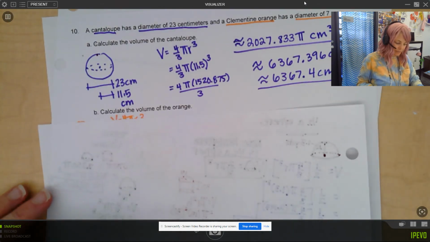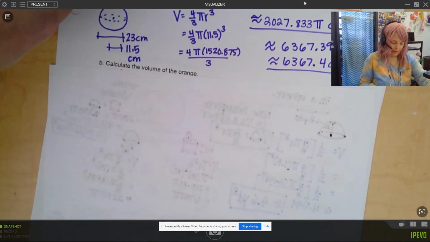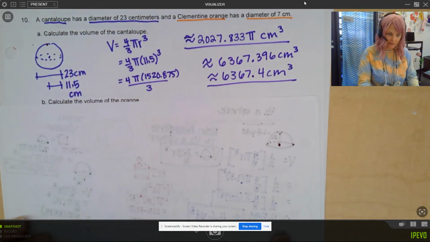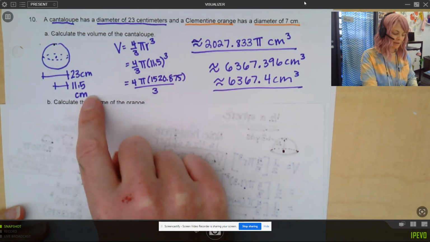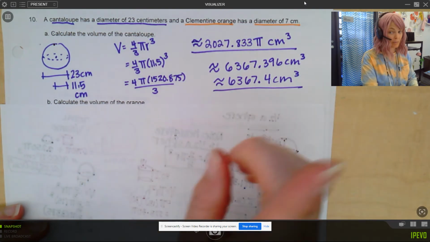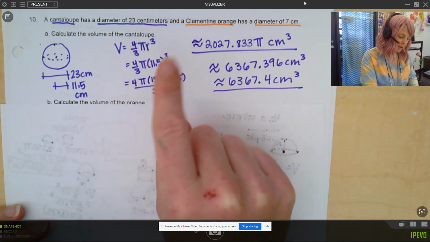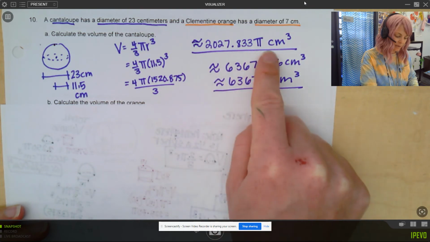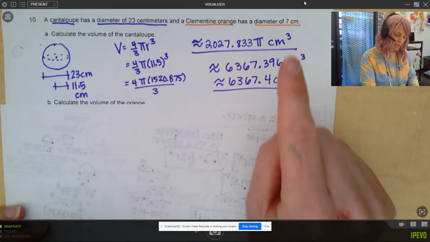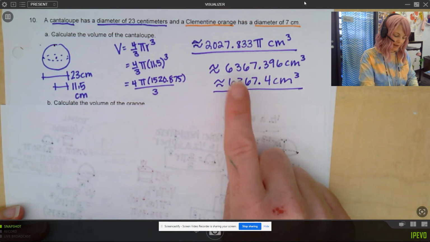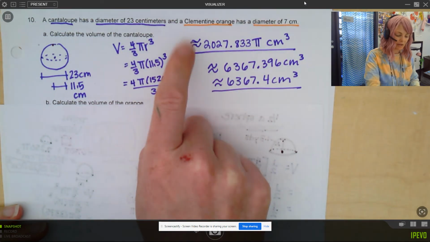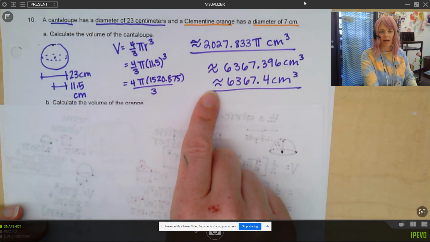Okay, number 10. So the cantaloupe diameter was 23 centimeters. So of course we do not use the diameter in our formula, we use the radius. So we know the radius is 11.5 centimeters. Did you fall for the diameter monster? Go back and fix your work. So here, volume, we get approximately 2,027.833 pi centimeters cubed, which if you round it all the way, we get approximately 6,367.4 cubic centimeters. So I gave both answers, an approximate in terms of pi and an approximate with pi using 3.14.